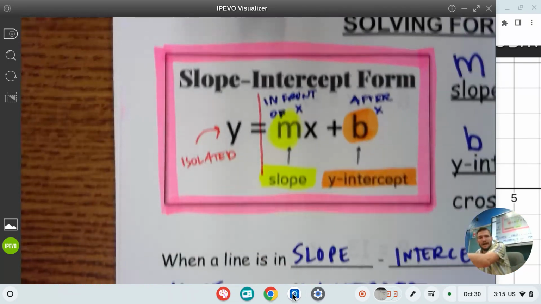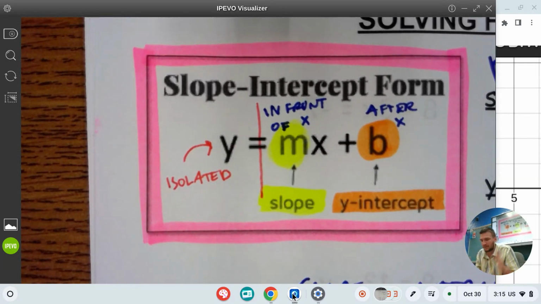What is y equals mx plus b called? Slope intercept form. Say it with me. Slope intercept form. Nice job. All right, sweet, we're done.